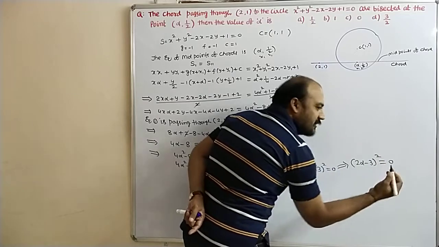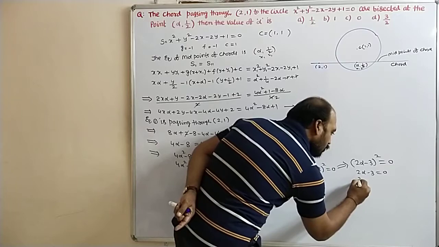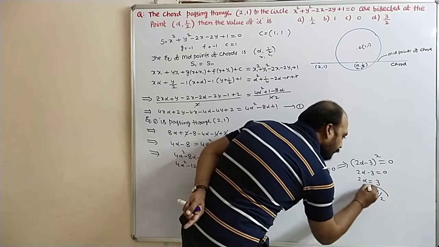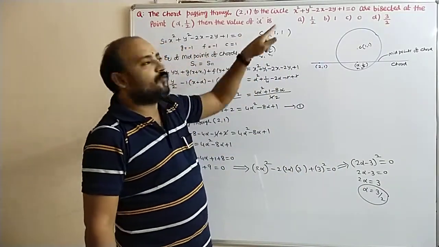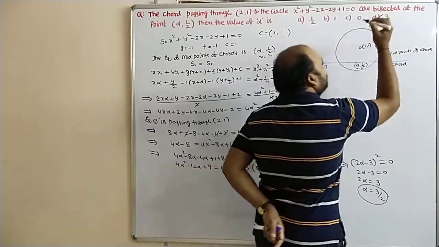So, a square equal to 0 means a equal to 0. That implies that 2 alpha minus 3 equal to 0. 2 alpha equal to 3. So, alpha equal to 3 by 2. They are asking to calculate the value of alpha. Alpha value is 3 by 2, which is there in the fourth option.